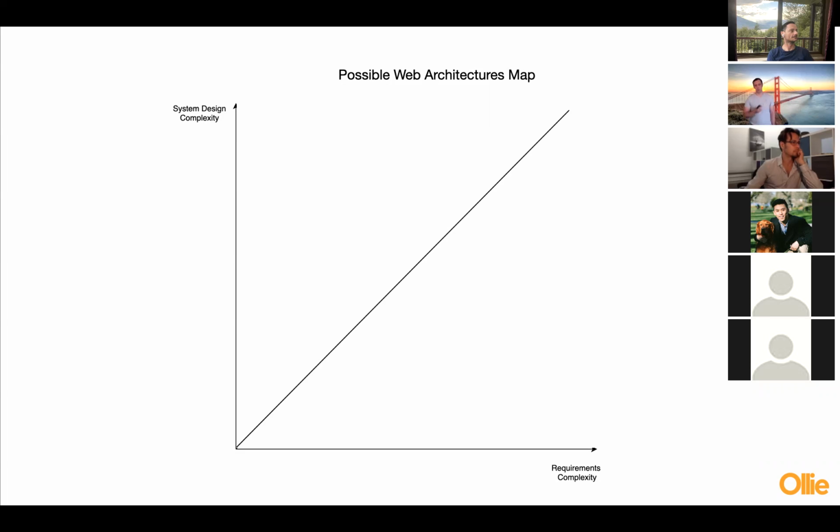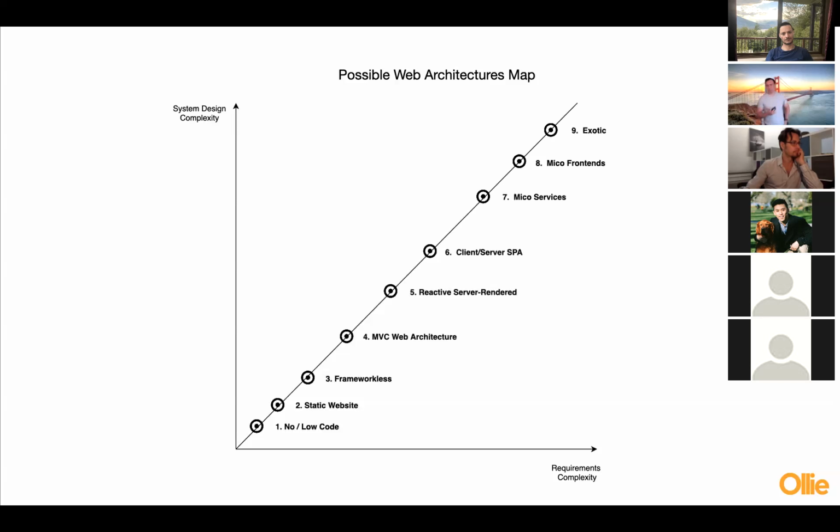And then all we need to do at that point is just to chart out the different options that we have on this line, and each one of them is going to represent the ideal architecture for that specific level of complexity, because that's why they're invented in the first place. And that's what we're going to talk about today.